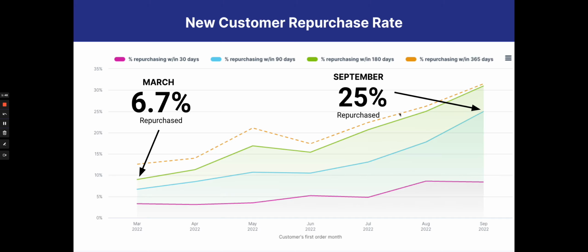So let's quickly look at some of the results that we got from them. Starting in March, their new customer repurchase rate was all the way down at 6.7. We're looking at the 90-day trend. So this arrow should actually just be a bit lower onto that blue one. So they started at 6.7% of people repurchasing within 90 days. And then after 6 months of working with us, you can see here in September, it's had a nice steady increase and it's gone up to 25% of people have come back and repurchased. So a lot more of their first time customers are coming back and repurchasing.